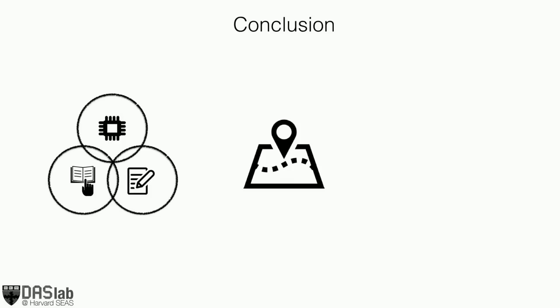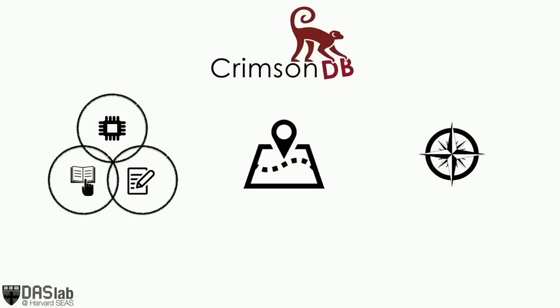So overall, the broad project is to be able to map all of these different trade-offs and ultimately to be able to navigate them dynamically during runtime for the particular application. All that is a part of the CrimsonDB project, which we have at the lab. And thanks very much for your attention.